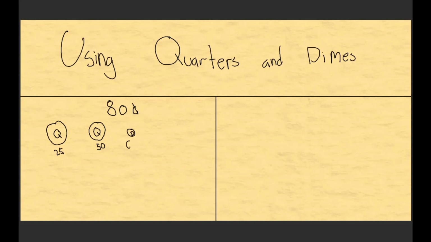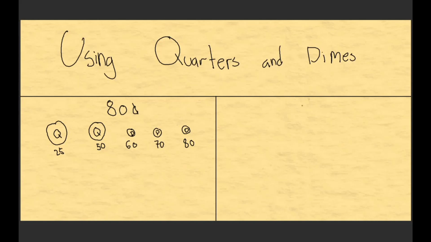This makes 60 because 50 jumps up to 60 by 10. 70 and 80. So to make 80 cents using dimes and quarters, I need 2 quarters and 3 dimes.